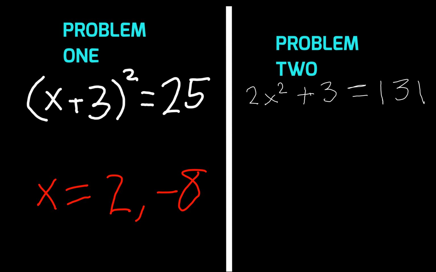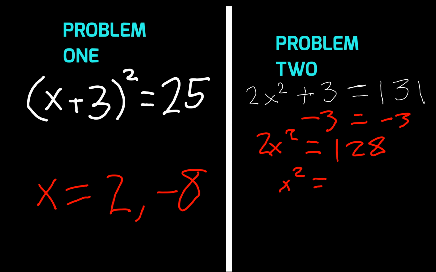And so problem 2, the first thing you want to do is subtract 3 from both sides, and then you get 2x squared is equal to 128. And then you want to divide both sides by 2, and you're going to get x squared is equal to 64. And then you can do that simple method of taking the square root of both sides, and you can get x is equal to a positive and negative 8.